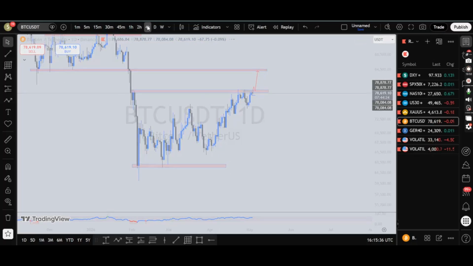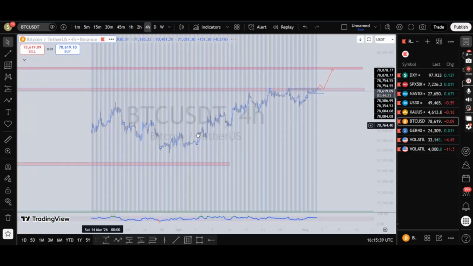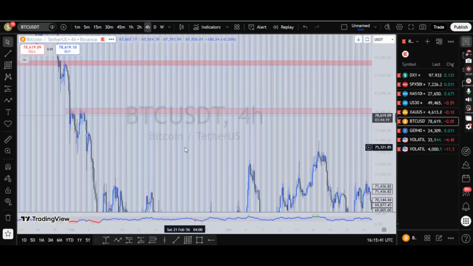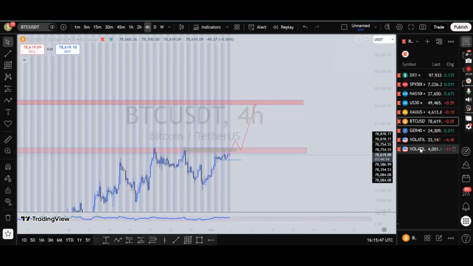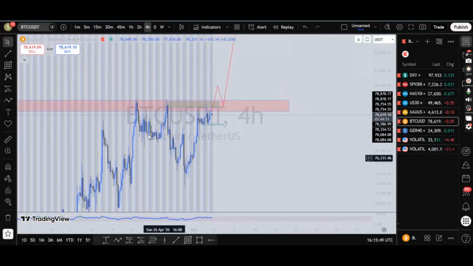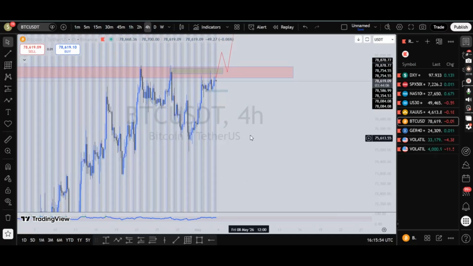Which price? Let's go on to the forward time frame. The forward time frame, what does it say? Look at it. Basically, we are resisting on this zone. BTC is resisting on this zone. Look at what price is doing. Price is just buying and selling, buying and selling. That's not broken. But mind you, on the forward time frame, we can see the price is going bearish.